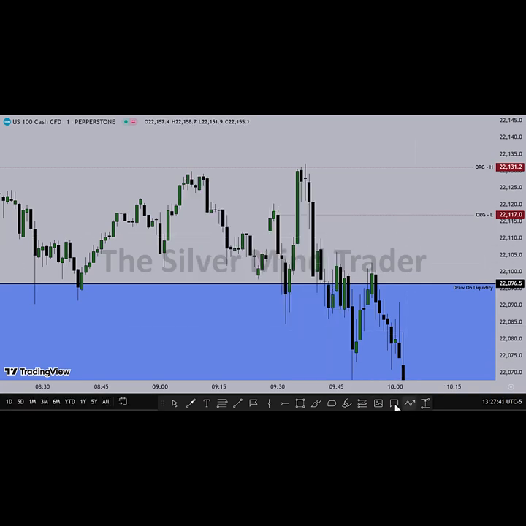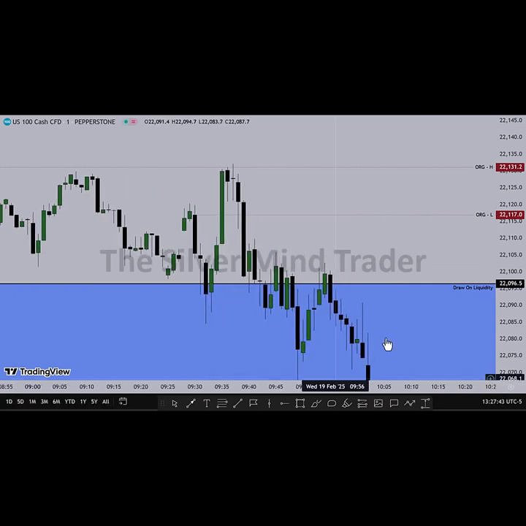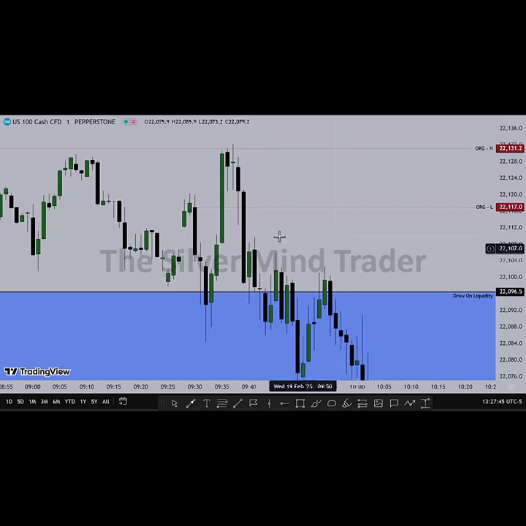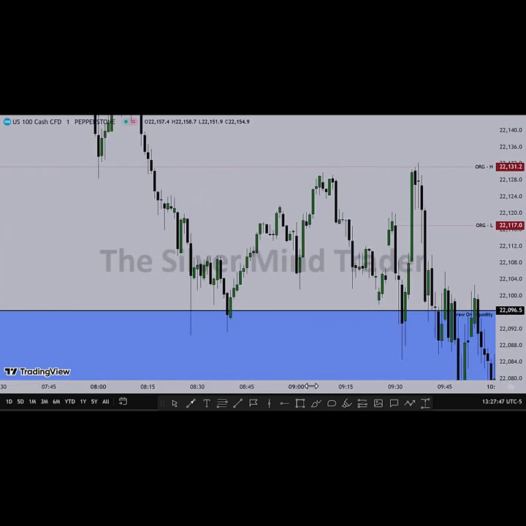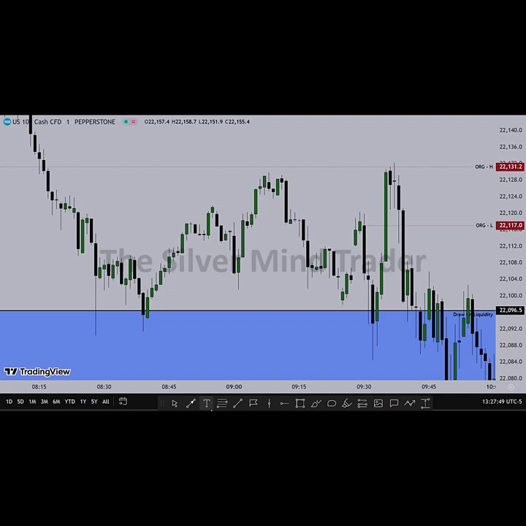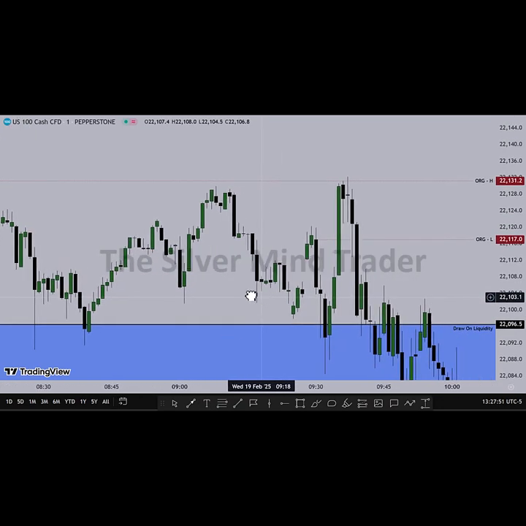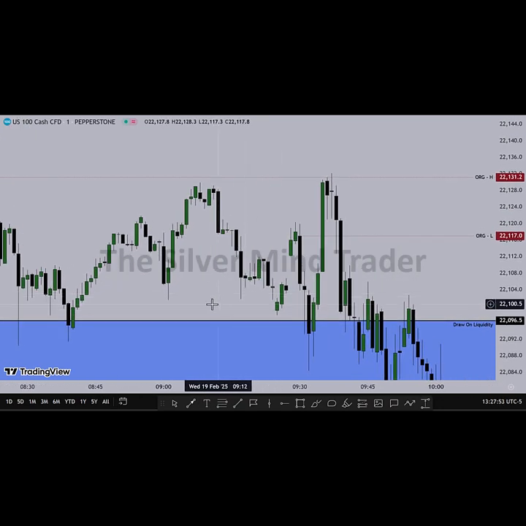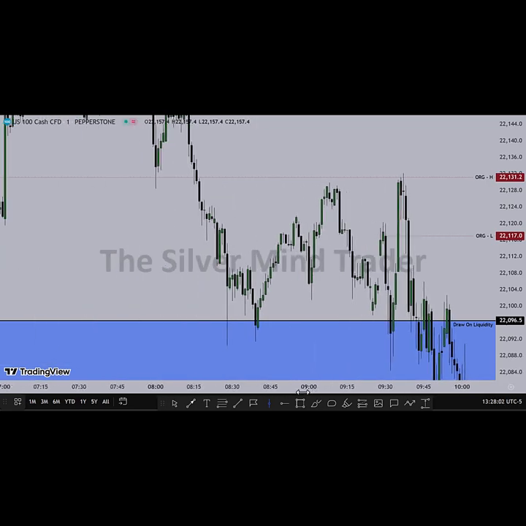If you can make this a ritual of looking for every day on your charts, it's going to better your understanding of price, and you will see something in the chart that always repeats itself.